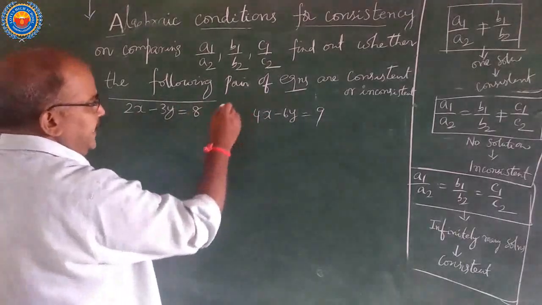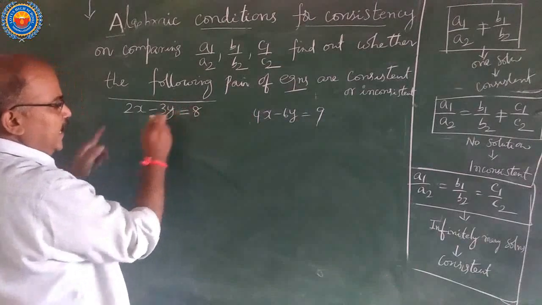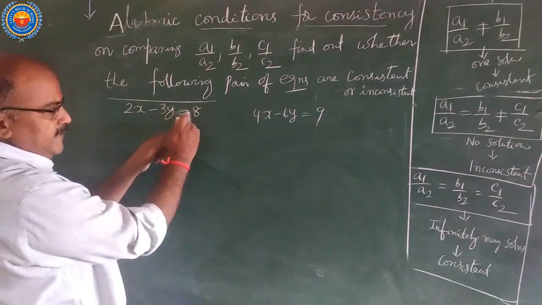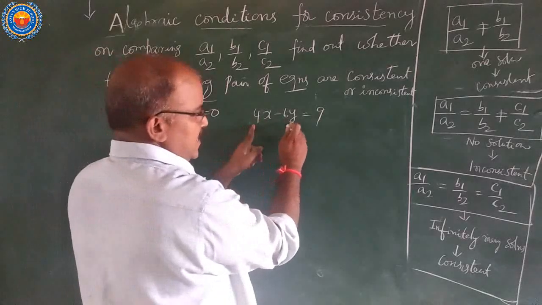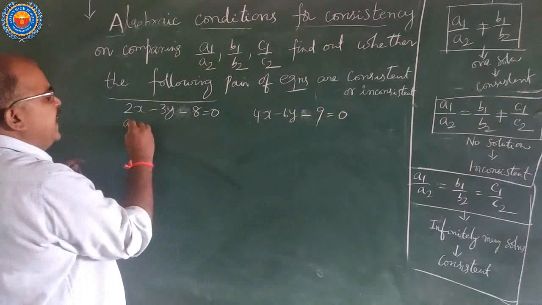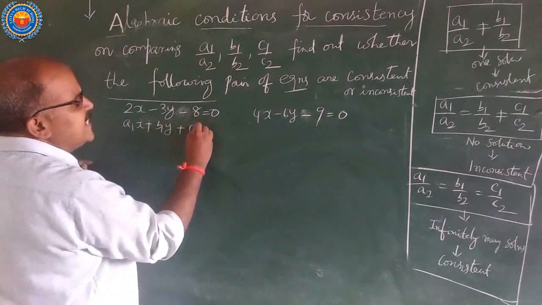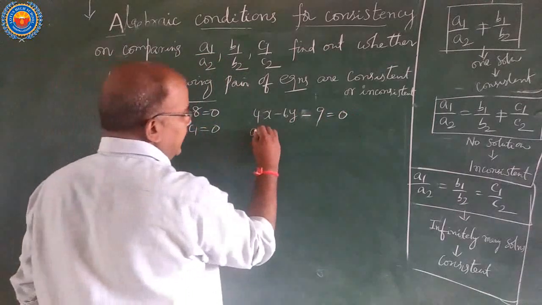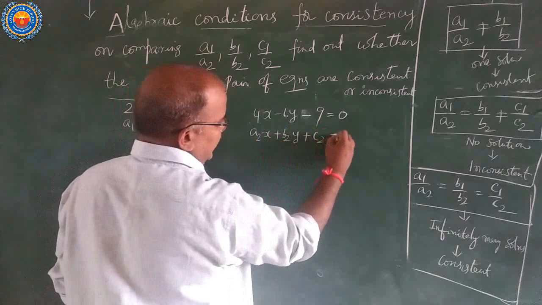Okay, we'll write in general form directly. 2x minus 3y minus 8 is equal to 0. This is 4x minus 6y minus 9 is equal to 0. So compare a1x plus b1y plus c1 is equal to 0 with a2x plus b2y plus c2 is equal to 0.